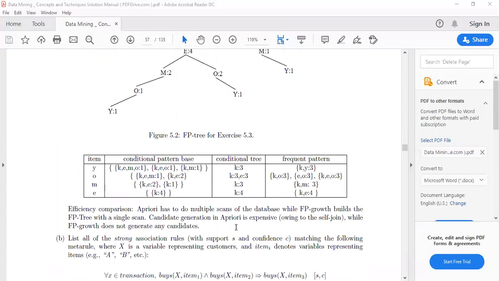Candidate generation in Apriori is expensive because we are having more scans and it has to be stored in the database. FP growth will take a smaller number compared to Apriori.